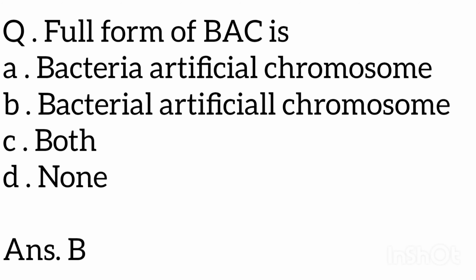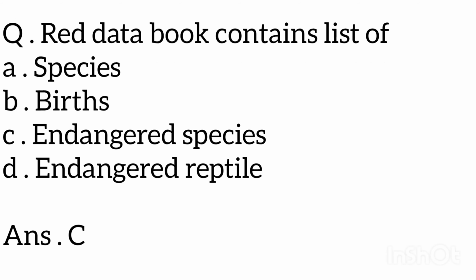Another question, full form of BAC is option A, bacteria artificial chromosome, option B, bacterial artificial chromosome, option C, both, option D, none. So the answer of this question is option B, bacterial artificial chromosome. Another question, the Red Data Book contains list of option A, species, option B, birth, option C, endangered species, option D, endangered reptiles. The answer is C, endangered species.